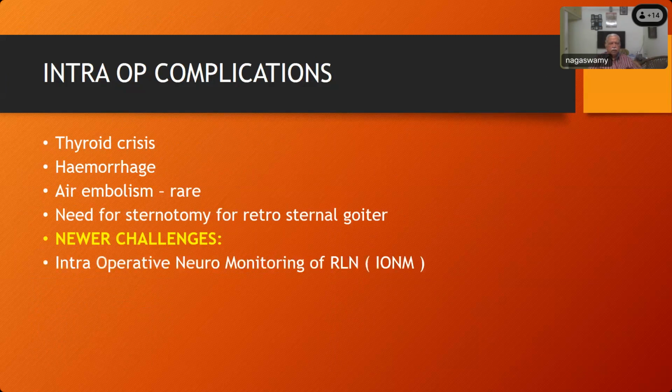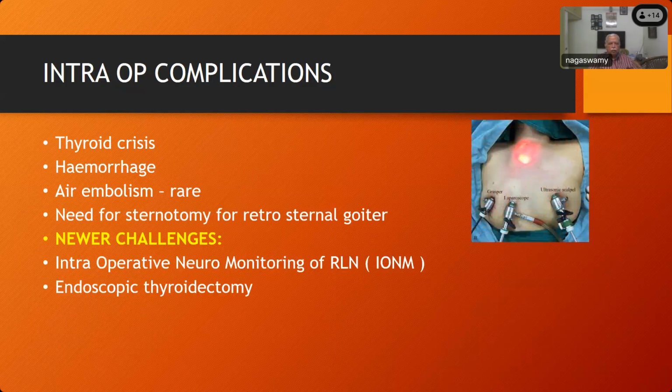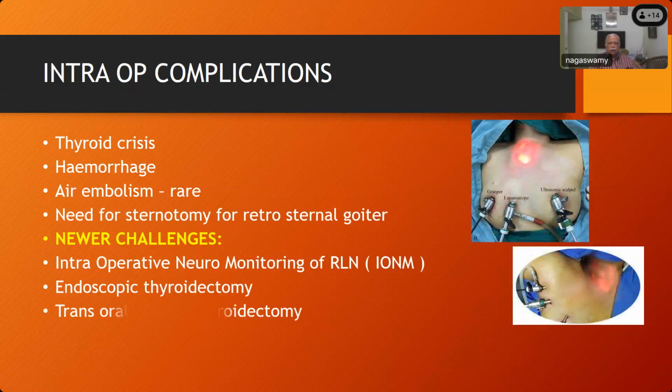The newer challenges are intraoperative neuromonitoring of the recurrent laryngeal nerve, which is called IONM, and endoscopic thyroidectomy, which is becoming more and more popular, and robotic thyroidectomy also is being done nowadays. So these are the various ports that are applied through the endoscopic approach. Various approaches are there. Transoral approach.